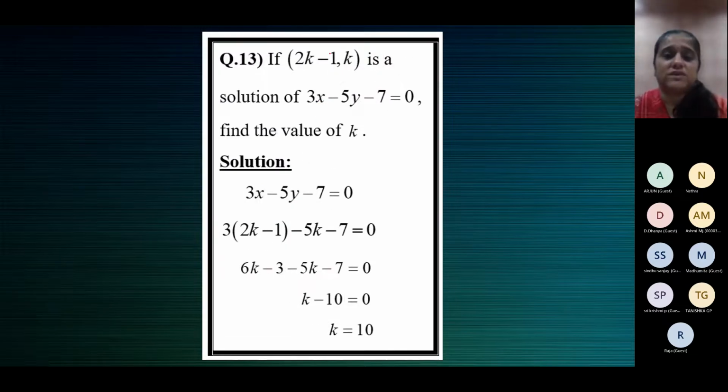Same thing here, children. Nothing different. 2k minus 1 is x, and this k is y. So for x, you should use 2k minus 1, and for y, you should use k, because it's given that the point 2k minus 1 comma k is a solution of this equation. So it will satisfy the equation. So substitute like that, in place of x 2k minus 1 and in place of y k. Solve the equation and find the value of k.